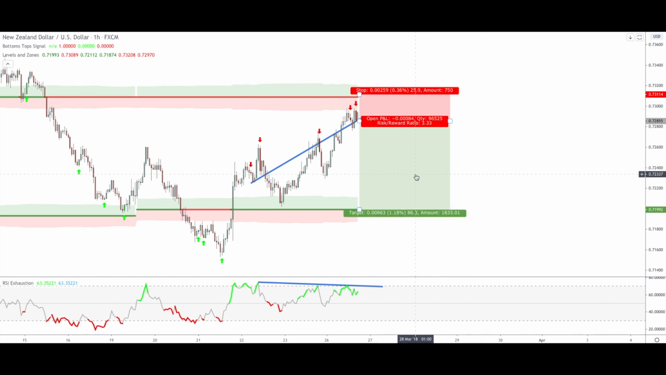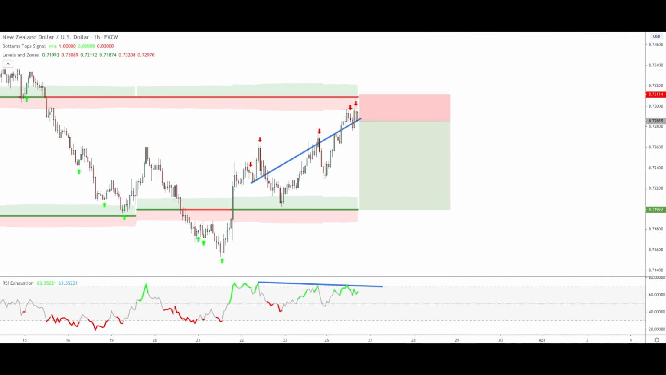I guess it works. Yes, we have a 3.3x return, which is excellent, and so we just need to wait for the price to move, and I'll keep you updated.